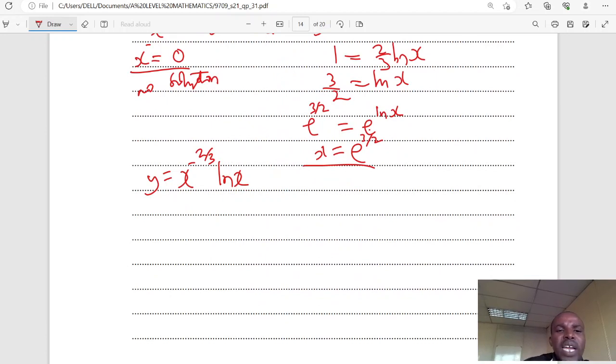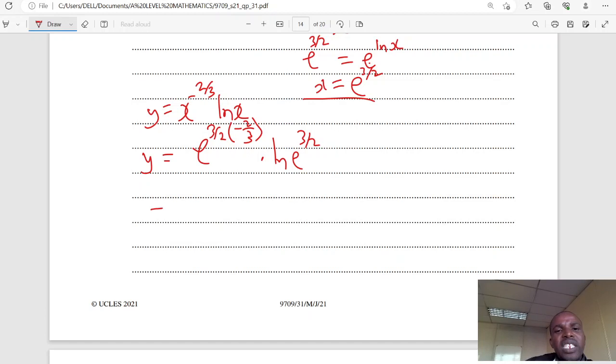Right, so I can substitute now. y is equal to x, which is e to the power 3 over 2, times negative 2 over 3, times ln e to the power 3 over 2. That will be y. Then simplify this, apply the laws of indices. It will be e to the power 3 over 2 times negative 1, so e to the power negative 1, then ln e to the power 3 over 2 is just 3 over 2.